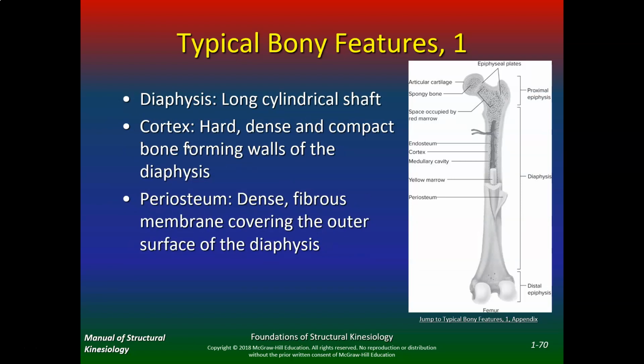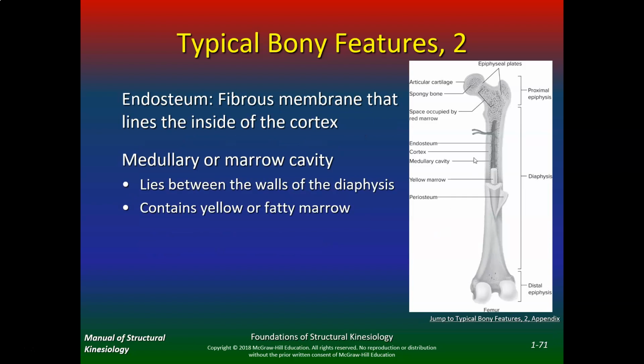Typical bone features: you have the diaphysis, which is the long cylindrical shaft. You have the cortex, which is the hard, dense, compact bone forming the walls of the diaphysis. And the periosteum, a dense fibrous membrane covering the outer surface of the diaphysis. You have the endosteum, which is the fibrous membrane that lines the inside of the cortex. And then you have the medullary or marrow cavity, which lies between the walls of the diaphysis, and it contains yellow or fatty marrow.